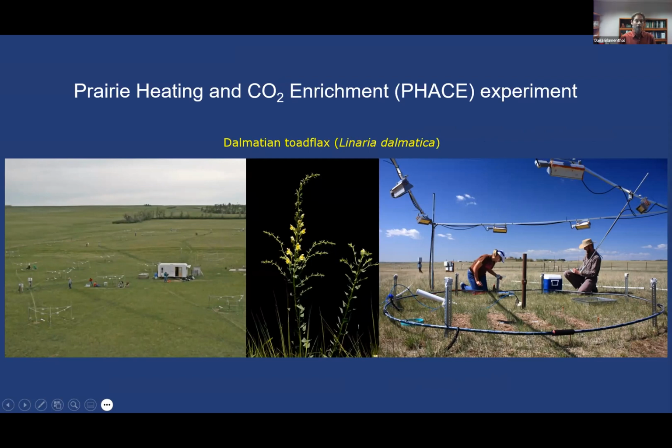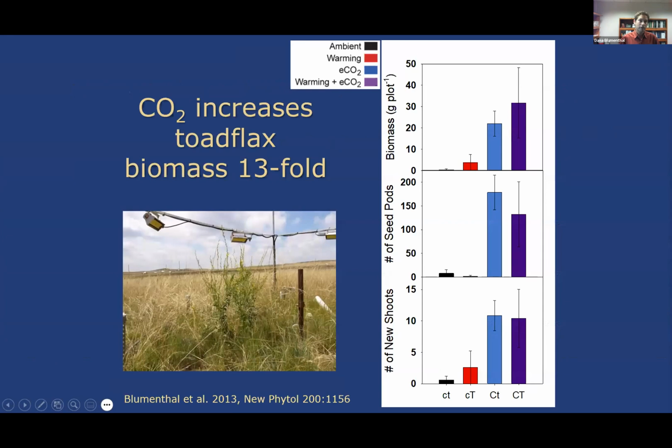Dalmatian toadflax is the most common invasive species in this part of the mixed grass prairie. We then followed the result for 5 years, and here's the end of those 5 years. What we found was that CO2 increased biomass of Dalmatian toadflax 13-fold. It also increased seed production 32-fold and production of new shoots, which it does through underground roots, 7-fold. So really quite a large response.